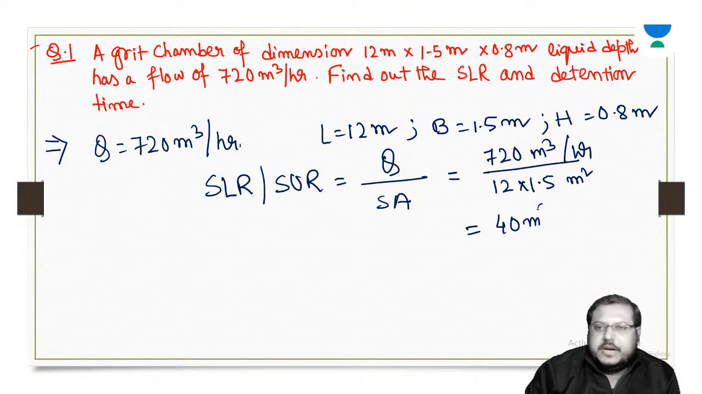So it's 40 meter cube per meter square hour. So this is 40,000 liter per hour meter square.